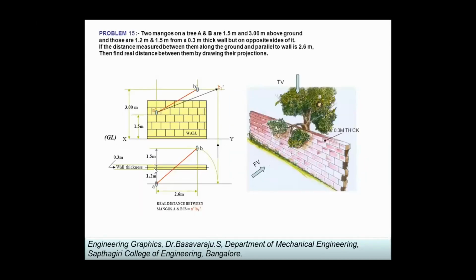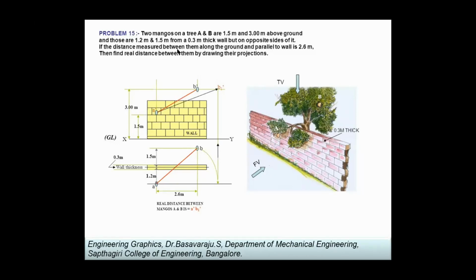And in the same way, this is the wall that is there, and there are two mangoes A and B. Two mangoes are on a tree. A and B are 1.5 meter and 3 meter above the ground. From above HP, A is 1.5 meter, and the second endpoint B is 3 meter above the ground. So A and B locations are given, and those are 1.2 meter and 1.5 meter from a 0.3 meter thick wall. I have identified this and represented it.